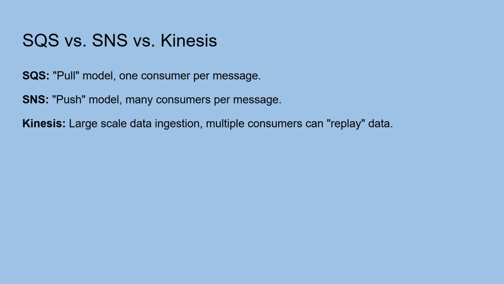So SQS, you want to use when work needs to wait in line and can be processed by a worker. SNS, when one message needs to be pushed to multiple subscribers. And Kinesis is when you have continuous streaming data and multiple consumers may need to read or replay the data. So again, SQS is a line, SNS is a loudspeaker, and Kinesis, just think of a live data stream. Like I said, I like to think of a weather vane pulling in the data.